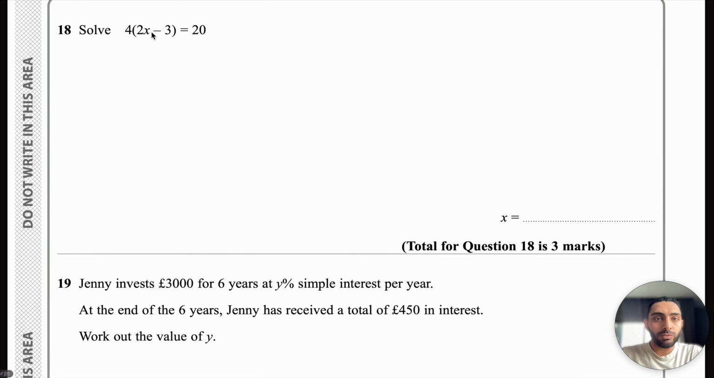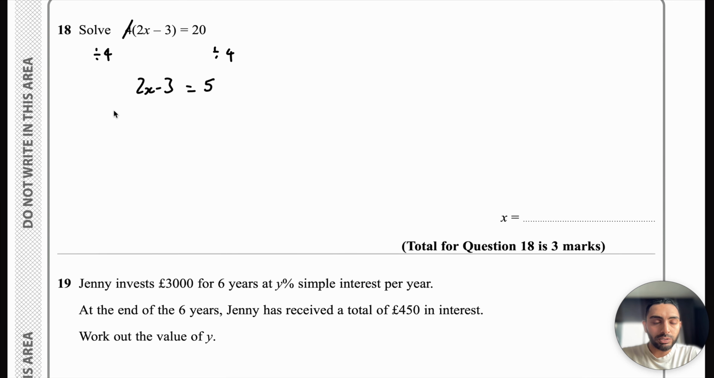Question 18. Solve 4 times in brackets 2x minus 3 equals 20. There's two ways you could do this. One way you could do it is expand out this bracket and then solve it like a normal equation. Another way that you could do this is because everything on the left hand side is being multiplied by this 4, you could choose to divide by 4 first on both sides. So that would get rid of this 4 and then we're just left with 2x minus 3 is equal to 20 divided by 4, which is 5.